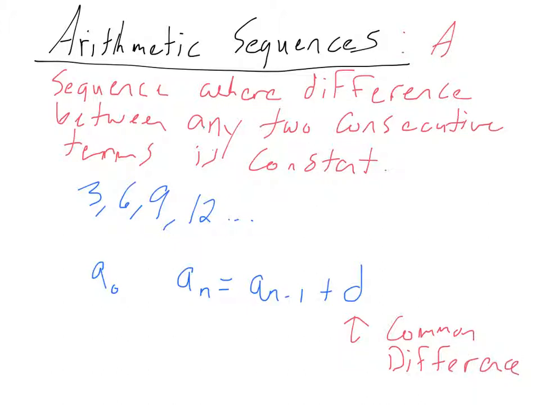We start with some value, our initial value, a sub naught, which we'll just call a. And then every subsequent term is just take the previous term and add the common difference to it, and that gives you the new term. And so, like I said, it's very easy to define recursively.